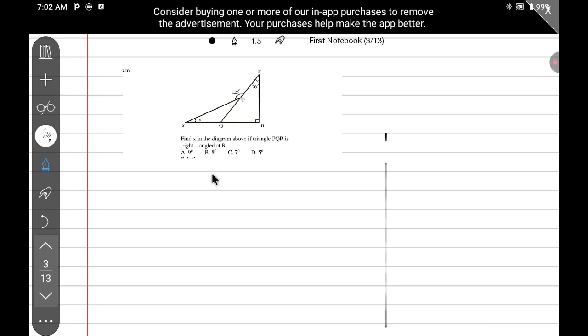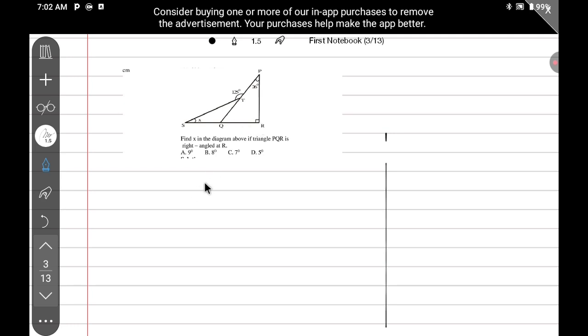The question is: find S in the diagram above if triangle PQR is right angled. We are given that triangle PQR is a right angle triangle at R. It means that this angle R is a right angle, which is 90 degrees. If it's something simple like this, it is a right angle triangle and it is angle 90.